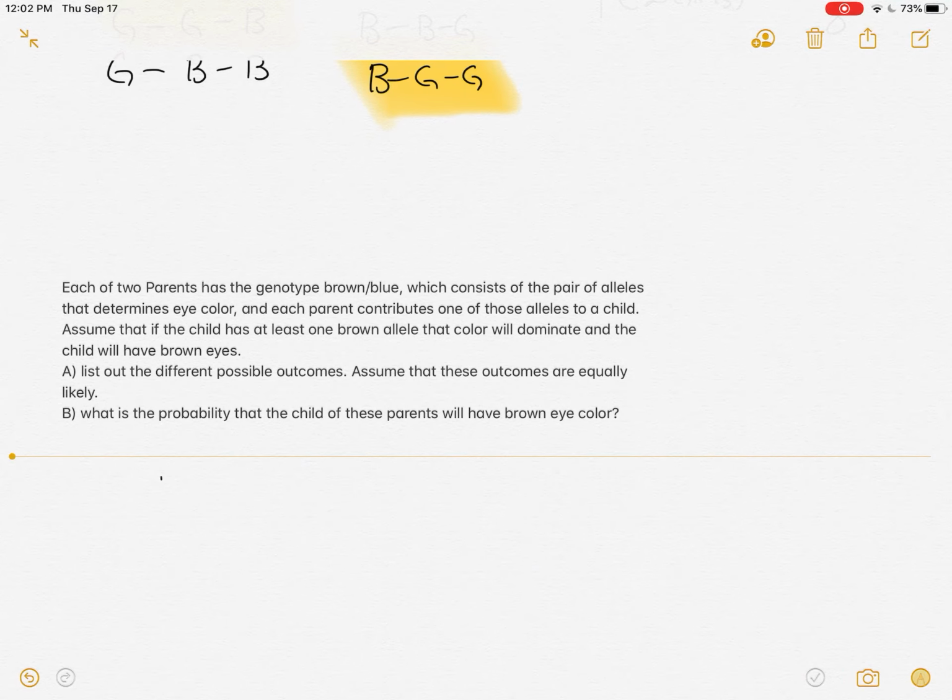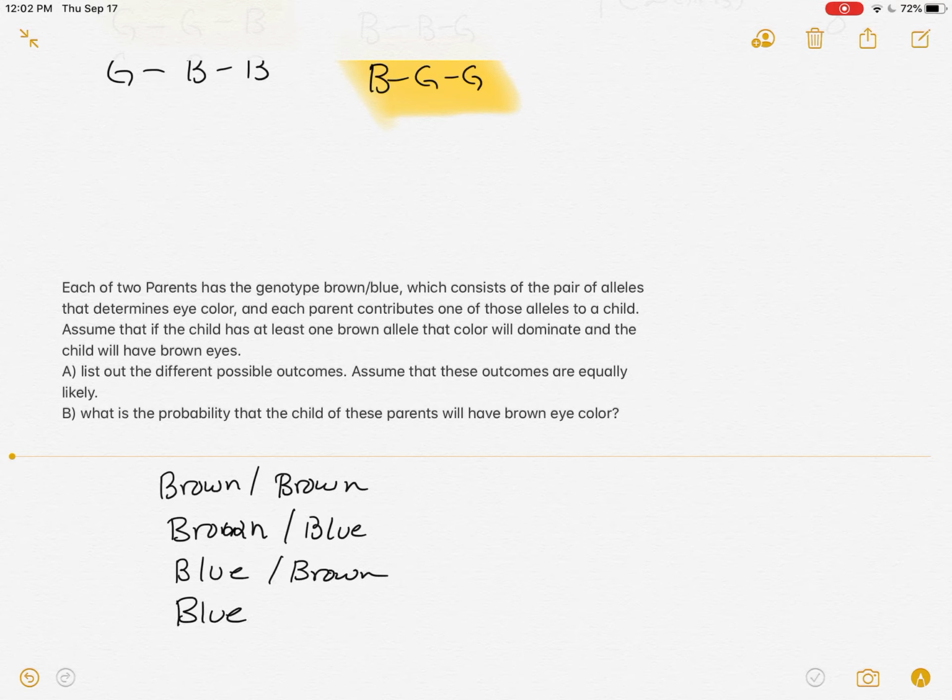So as this child gets born, he could get a brown from the mom and a brown from the dad. It could get a brown from the mom and a blue from the dad. It could get a blue from the mom and a brown from the dad. Or it could get a blue from the mom and a blue from the dad. So in my way of doing it, I did the mom first and then the dad. If the mom gives brown, the dad could also give brown, or the dad could give blue. And so that's the first one. The mom could give blue, and then the dad could give brown or blue, blue-blue.